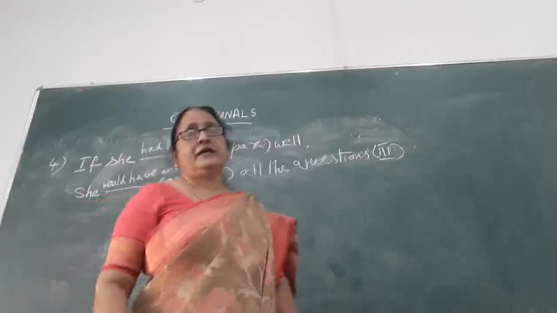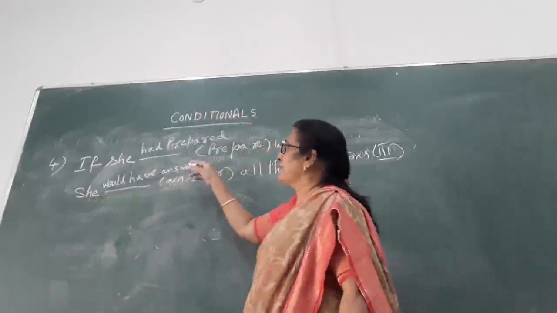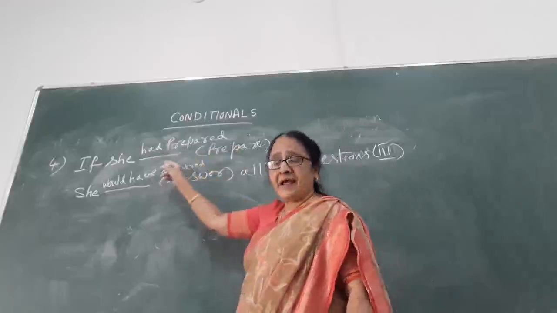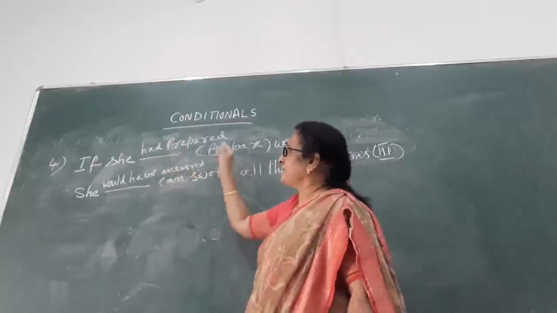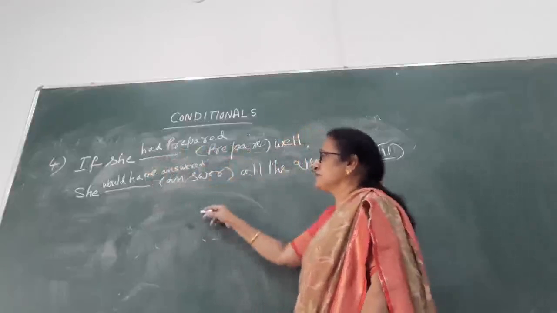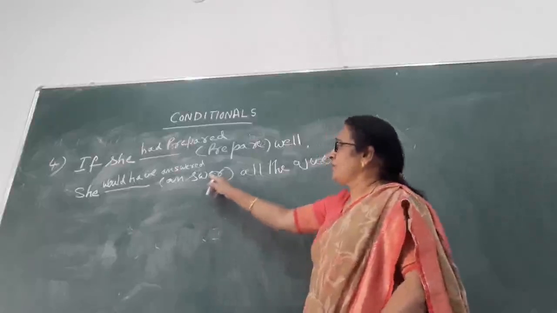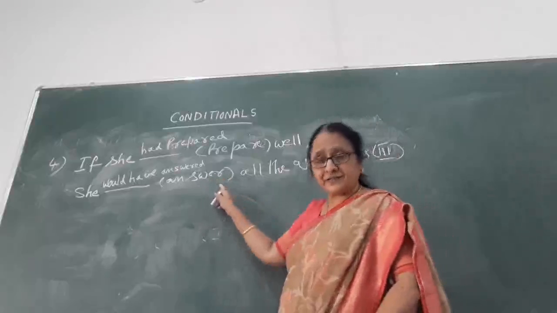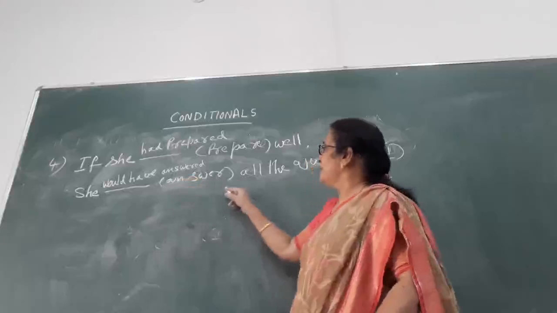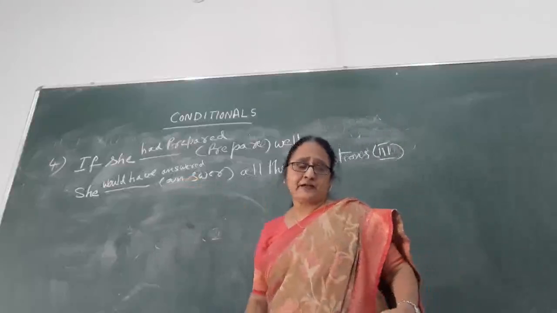For that you have to write the third conditional. In the third conditional, I told you the if clause will be past perfect. Past perfect means prepare becomes she had prepared. Prepare becomes if she had prepared. Then the main clause will be would plus have plus V3: she would have. V3 of answer becomes answered, the third form of the verb. So she would have answered all the questions. This is the third conditional.